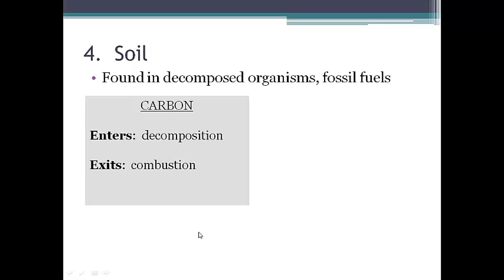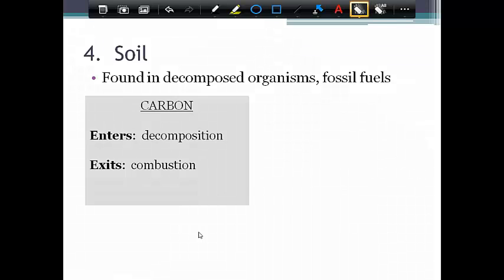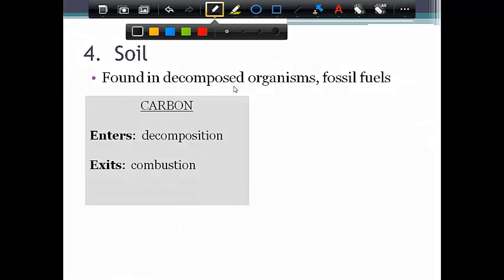Okay, for the soil, we're getting to the end here. We find carbon in the soil, and this is where we're mostly going to focus here, on the carbon. You'll notice we don't have an oxygen. Carbon in the soil is found mostly in decomposed organisms, so organisms that still have carbon in them and are slowly rotting away. Also in our fossil fuels. Okay, there's that fossil fuels again. Talked about gasoline, for example.